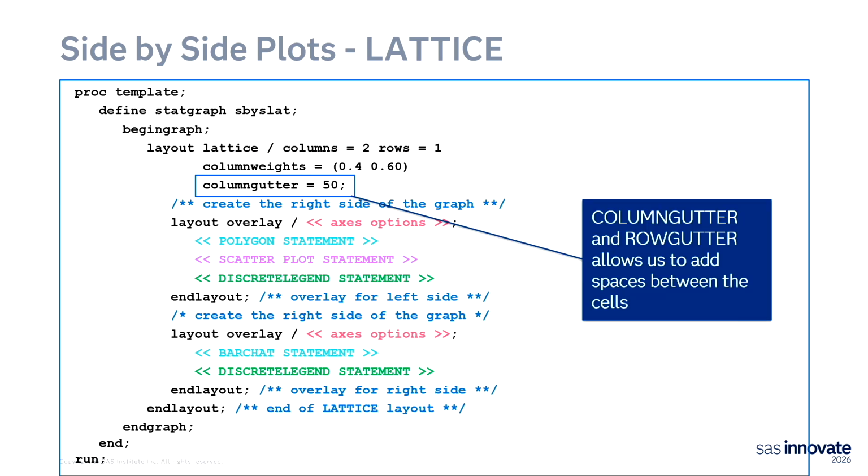Now here, I gave a column gutter of 50. I talked about not getting caught on the gutters. I'm going to show you why this is important. This is going to add space between our cells. And we want to make sure we have that space between our cells because when I show you the example, you don't want things sitting right up against each other, because sometimes that can make it hard to understand where an axis label goes to which plot.